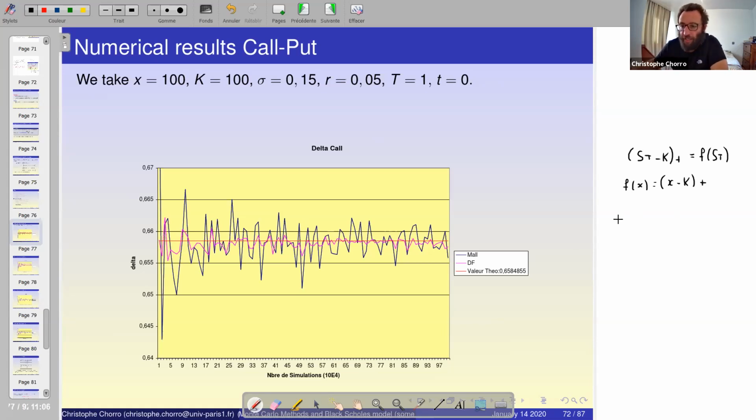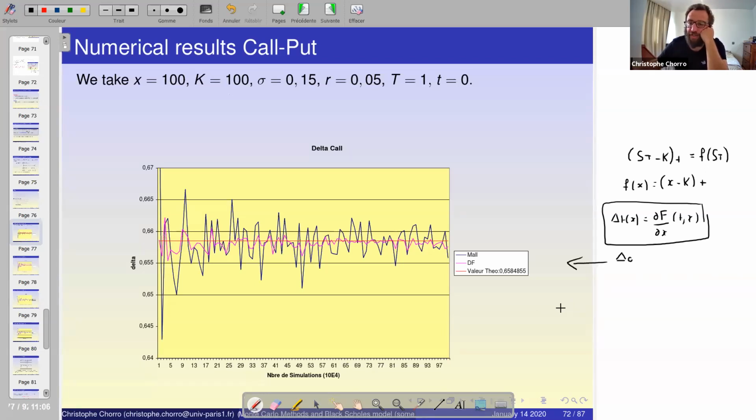And I am interested in delta t of x, that is the derivative of the price function with respect to x. So it's what I want to approximate here. And I am in the framework of the Black-Scholes model with these parameters. The initial value is 100, the strike is 100, the volatility is 15%, the risk-free rate is 5%, maturity 1 year, and I am interested in delta of 0.